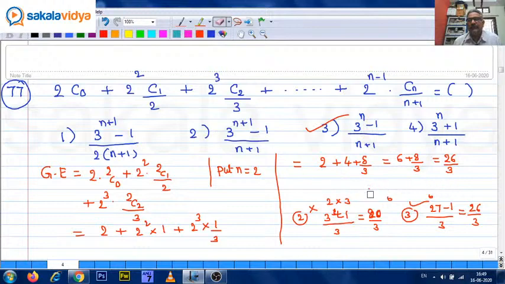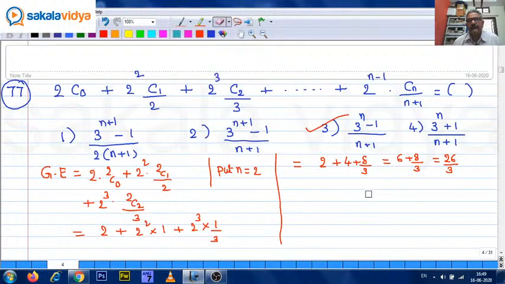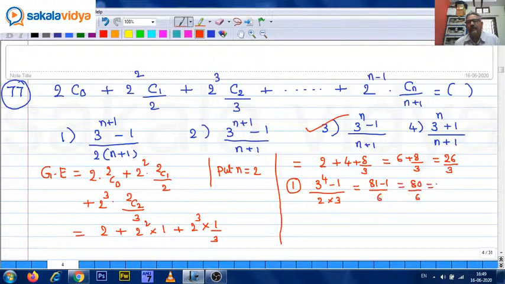I will do once again. We need to check once again the options. I will check the first option. 3 power 4 minus 1, over 2 times 3, 2 plus 1 is 3. 81 minus 1 is 80, by 6. That is 40 by 3. No, it's not equal to 26 by 3.